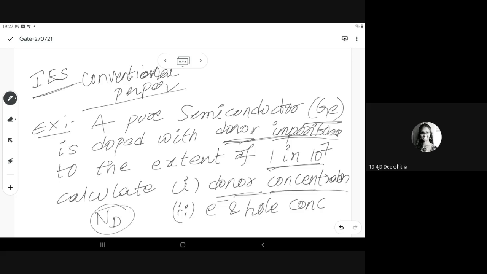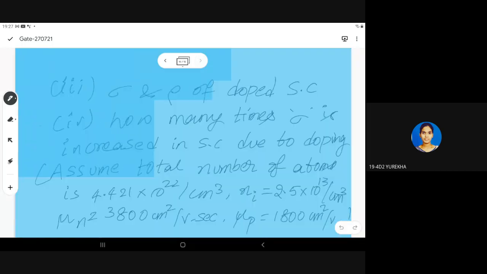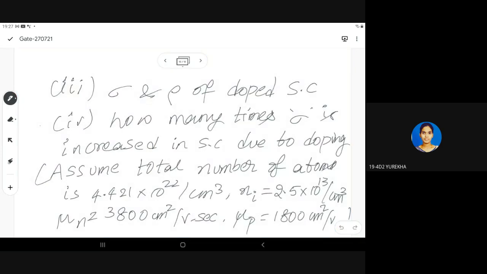The next question is the electrons and holes concentration. Electrons and holes concentration are represented with small p and small n. Small p represents holes concentration and small n represents electron concentration. Next, the third one is asking the conductivity and resistivity of a doped semiconductor, in the sense an N-type semiconductor. For an N-type semiconductor, what is the conductivity as well as the resistivity is asked.